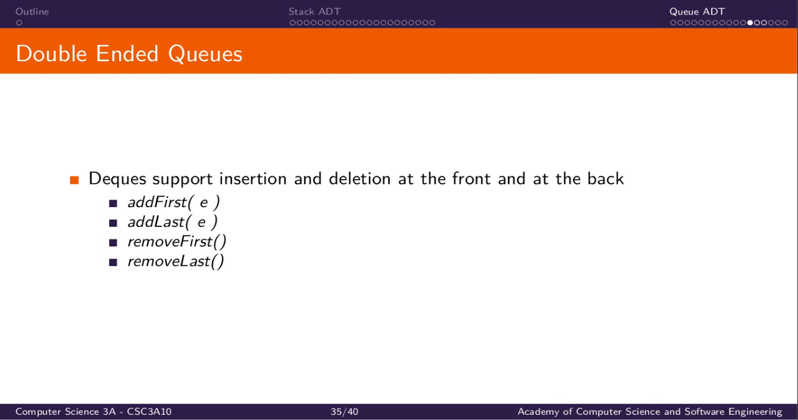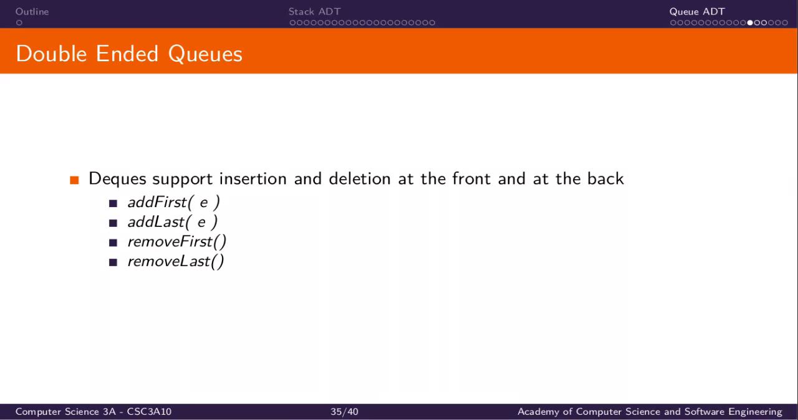Right, so we have one more ADT that we want to look at, which is a double-ended queue. This allows us to add and remove elements from both the front and the back of our queue. So we have add first and add last, not just our add last. And we have remove first and remove last, not just the remove first that we had in our single-ended queue. This is called a deque.